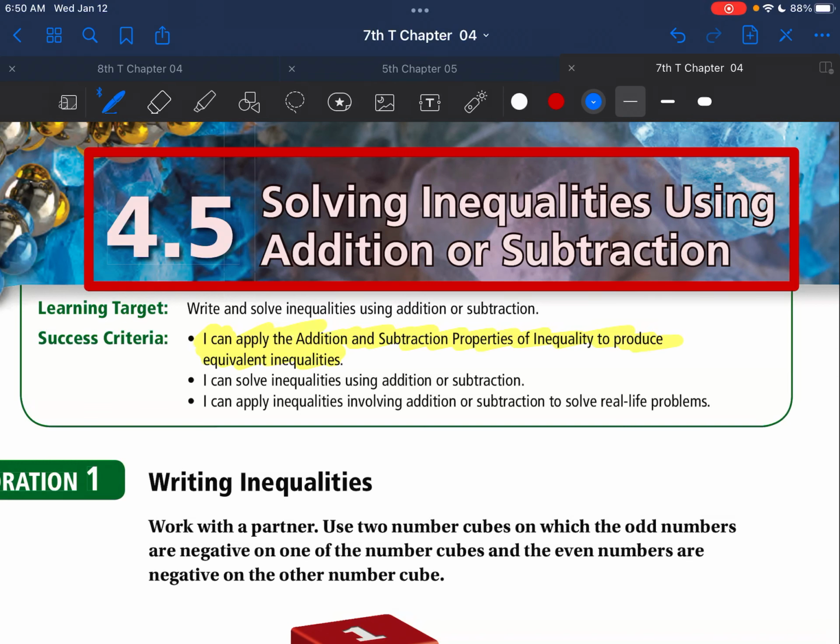Hello everyone, this is lesson 4.5, chapter 4, 7th grade: solving inequalities using addition and subtraction. By the end of today, you should be able to add and subtract inequality equations and find equivalent inequalities, okay?